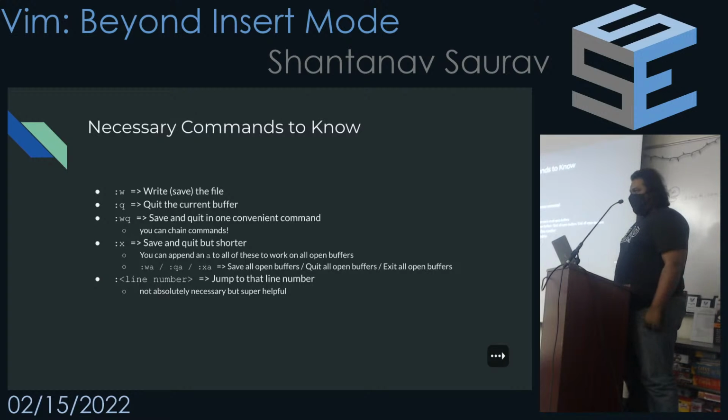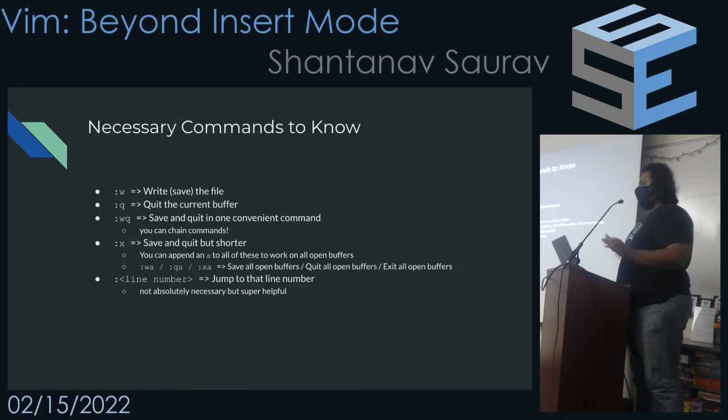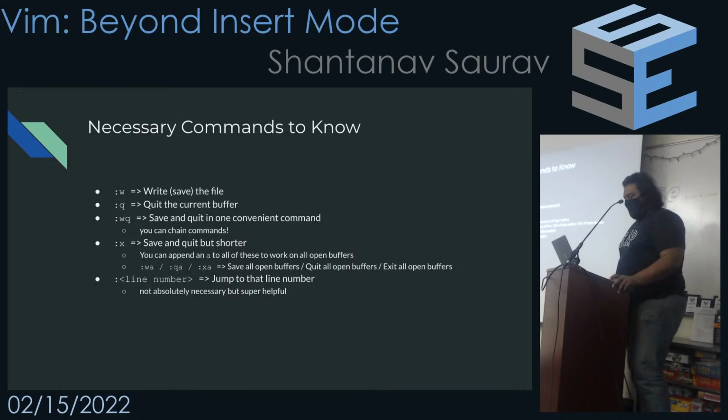There are necessary commands to know. And this is where I quell everybody's concern, because everybody likes a meme. It's like, how do you exit Vim? There you go. Colon Q will quit the current buffer. Colon W will write the file. You can chain single letter commands. Colon WQ will write the file and then quit. Or you could be a Chad and just use colon X, which saves and quits in one letter.